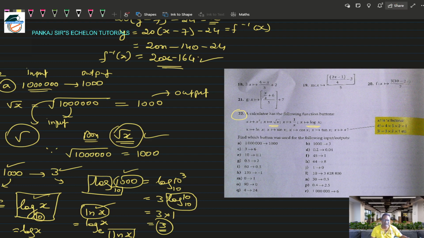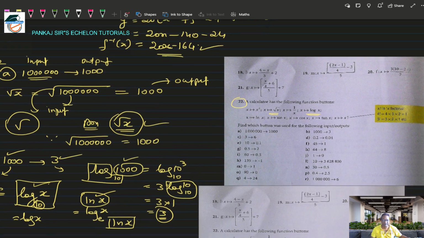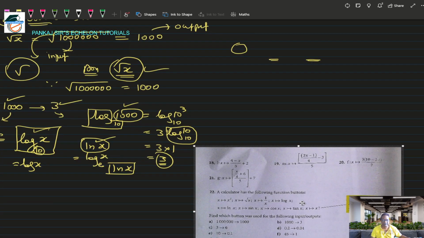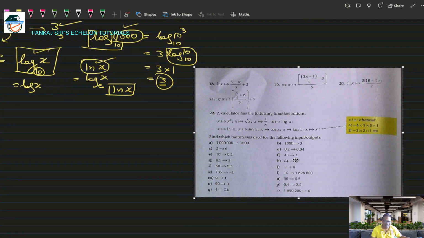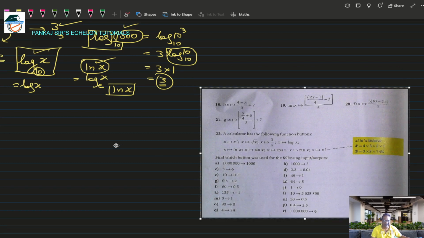Okay. So let us move on to the C part of this question. Now I'll be a little fast because I'm not using my calculator anyway. So going to the C part of the question, the input is 3 and you get 6 as the output, isn't it? 3 and then 6. Now what can be the function whose input will be 3 and the output will be 6? Okay. So think over it.